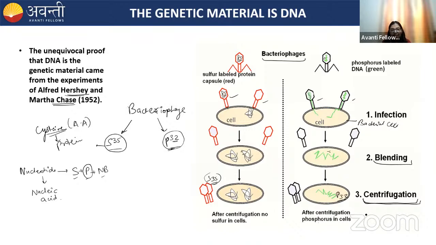So from this experiment, it was concluded that it is the DNA which is transferred from the bacteriophages into the bacteria. So DNA is the genetic material, not the protein. Because we are getting the radioactive sulfur in the supernatant, and we are getting the radioactive phosphorus in the bacterial cell. That means the viral DNA is transferred from the virus into the bacteria. So it was concluded that the DNA is the genetic material.